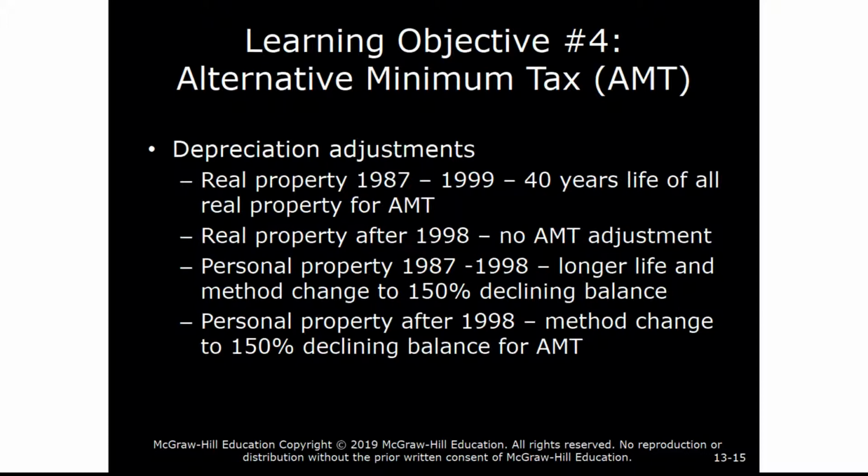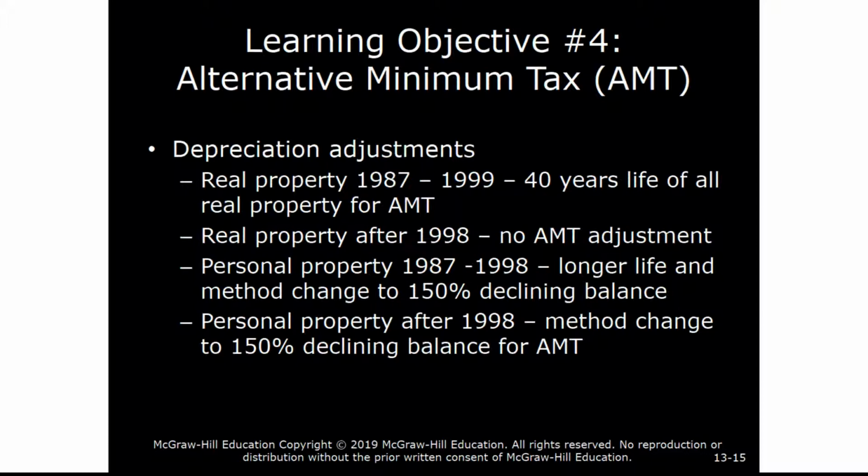Some of the adjustments for alternative minimum tax relate to depreciation. Again, a lot of this deals with businesses. And the rules change, as you can see, over time, these depreciation adjustments. But the ones we're going to really be focusing on are those that occurred after 1998, both for real property and for personal property, or what we call personal property. So with real property, after 1998, if the property was acquired after 1998, there is no AMT adjustment. So we can leave it the way it is.